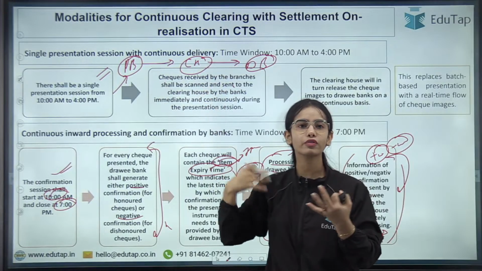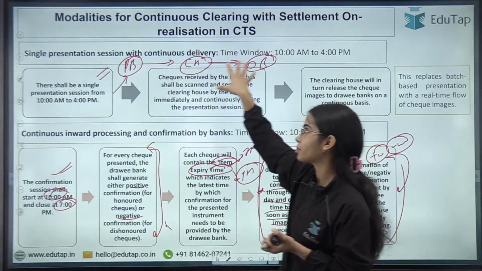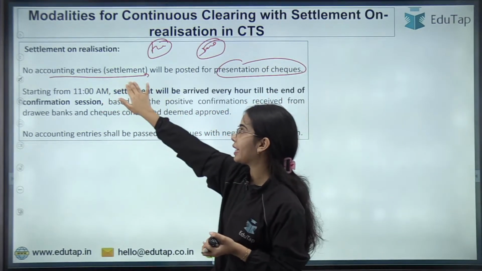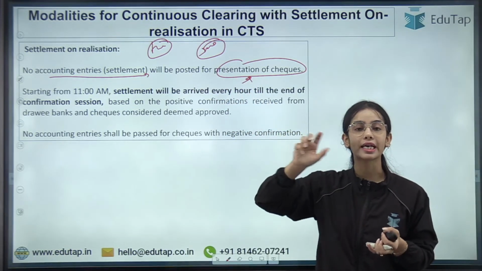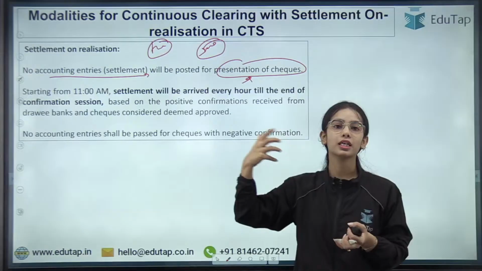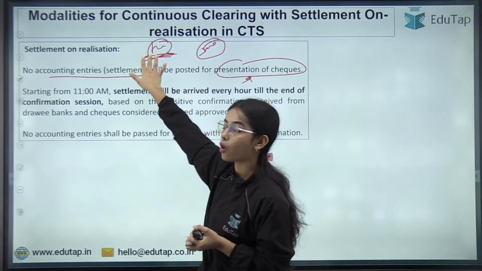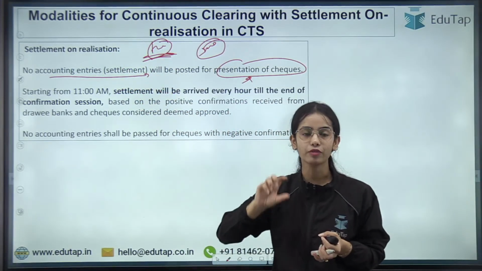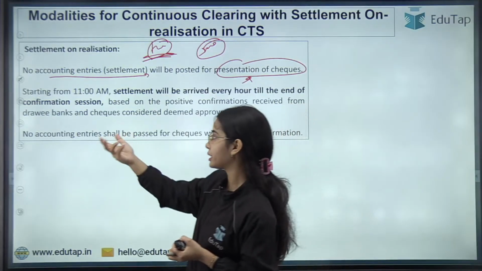There is no accounting that is required here, only the check details are being passed on. So no accounting entries are required for the presentation of checks. Only when the checks are getting settled, only then will the accounting details be required for the positive or the honored checks. For the honored checks, there will be settlement, and then the details will be accounted.